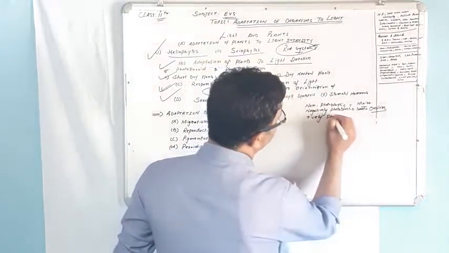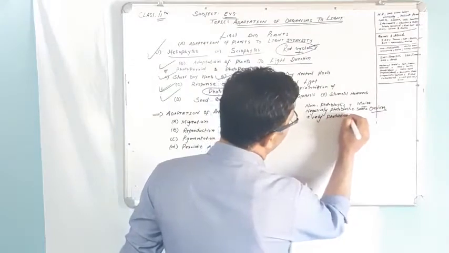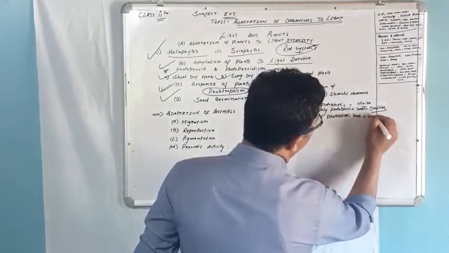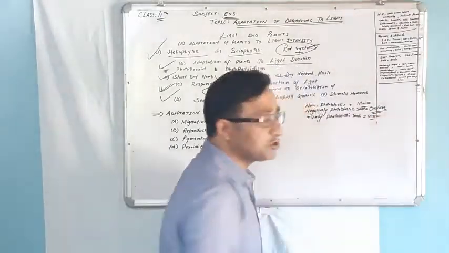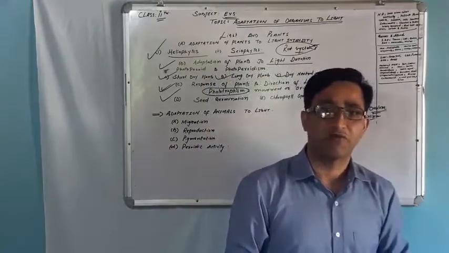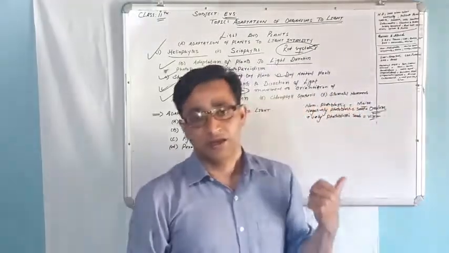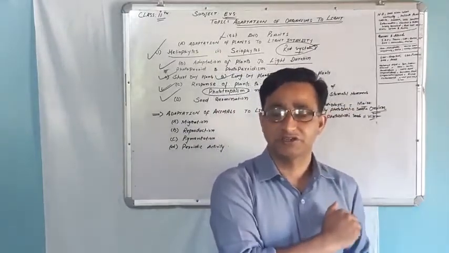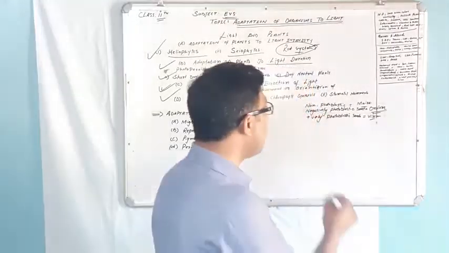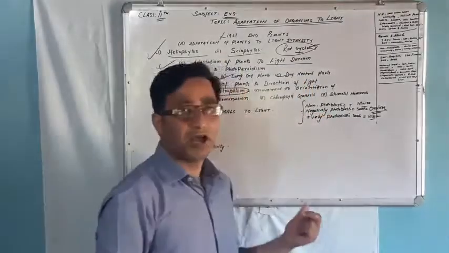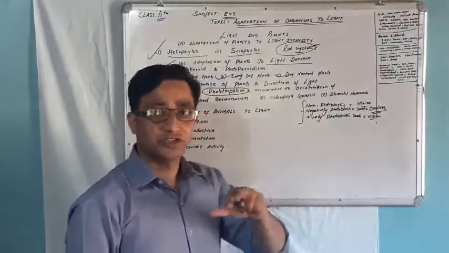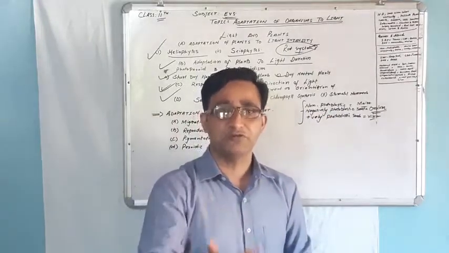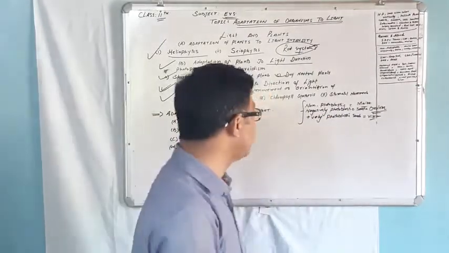Positively photoblastic seeds. For example, viscum. Viscum के जो seeds होते हैं, they only germinate in presence of light. Under non availability of light conditions, these seeds are not able to germinate. So depending upon the presence or absence of light, the seeds have been divided into three types: non-photoblastic, negatively photoblastic, and positively photoblastic seeds.